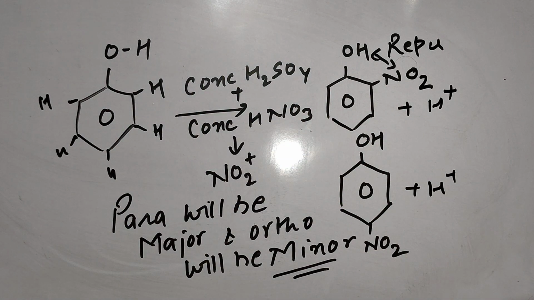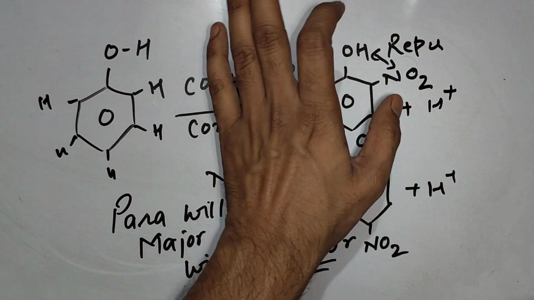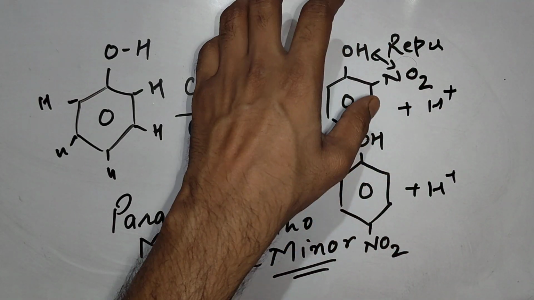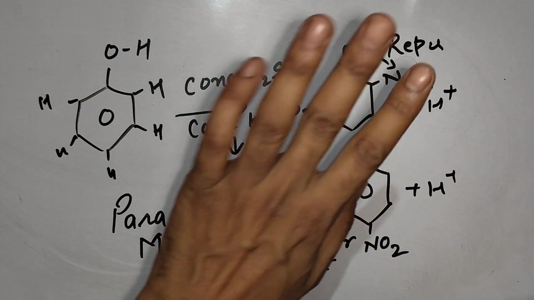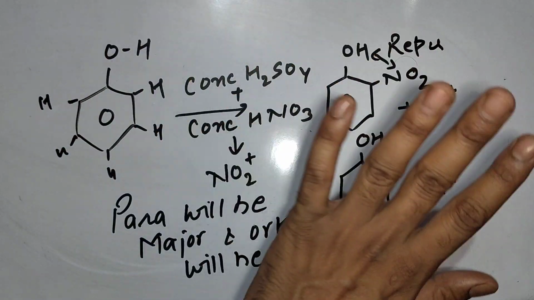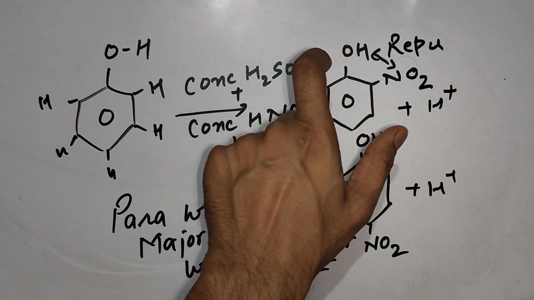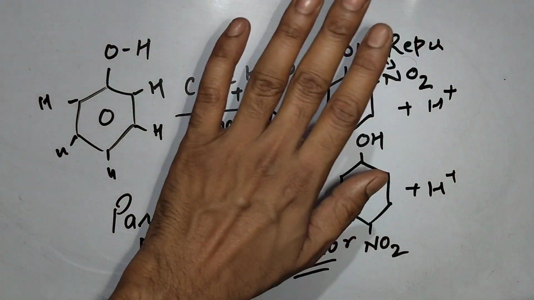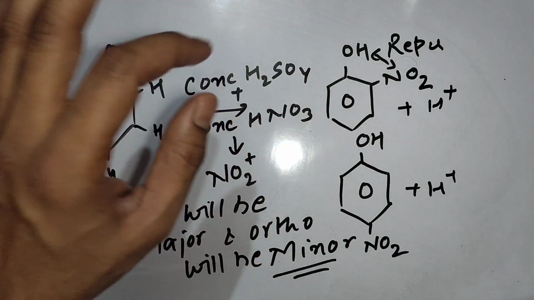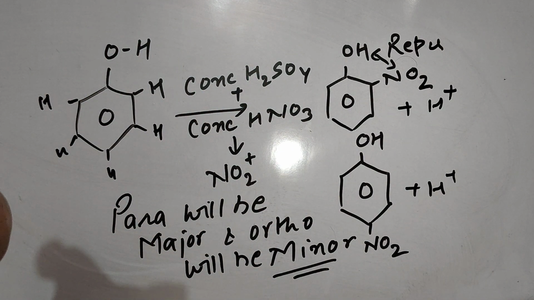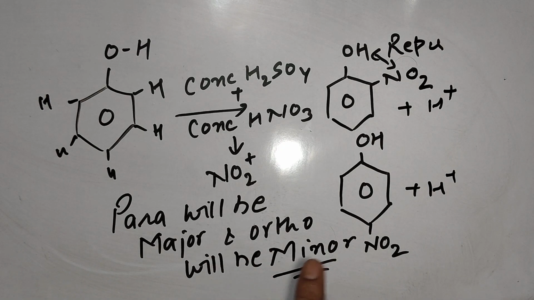Out of 100%, 1 or 2% of products have ortho as major. Mostly para products are major. 1 or 2% ortho products are major products. They are exceptional cases. They have some different reason for that. Like in this case, ortho will be the major product. I will tell you why when I discuss it separately, like nitration, sulfonation. There I will tell you the exact reason for that. But mostly para will be the major and ortho will be the minor product.